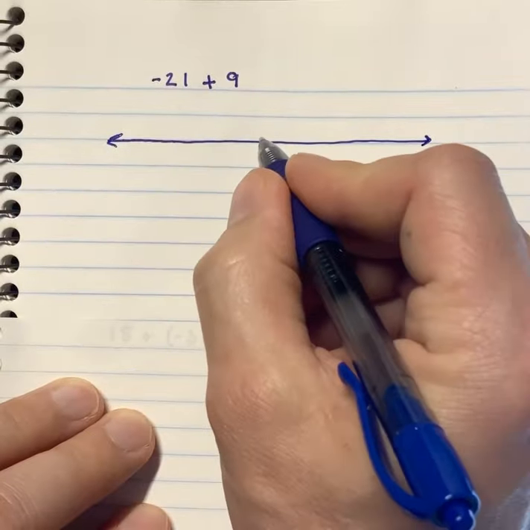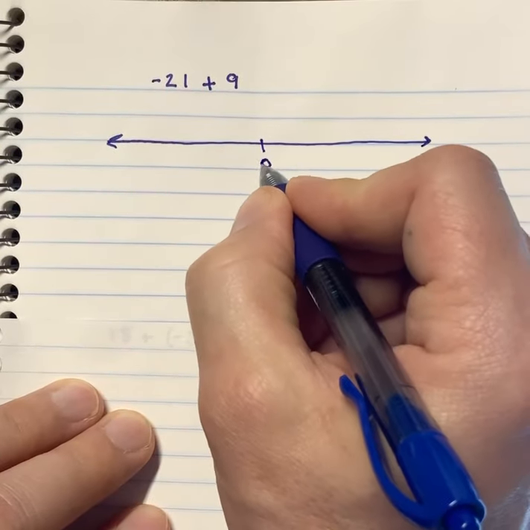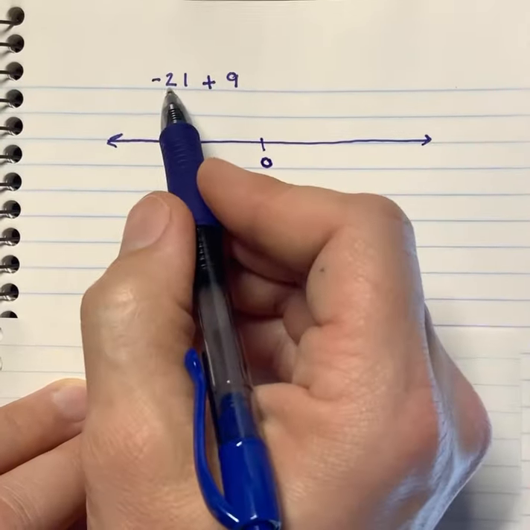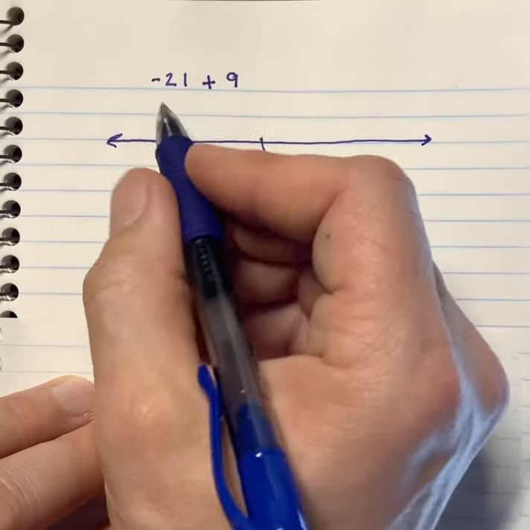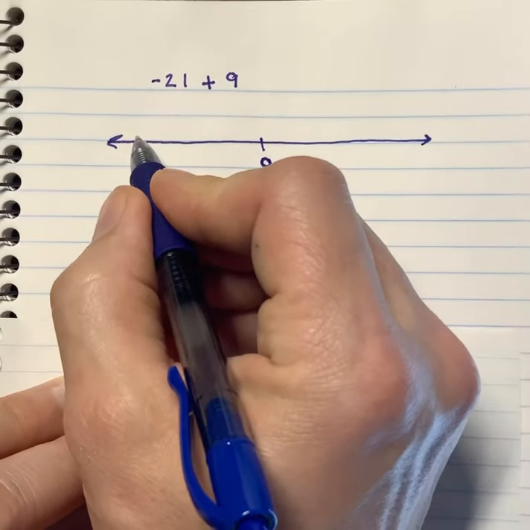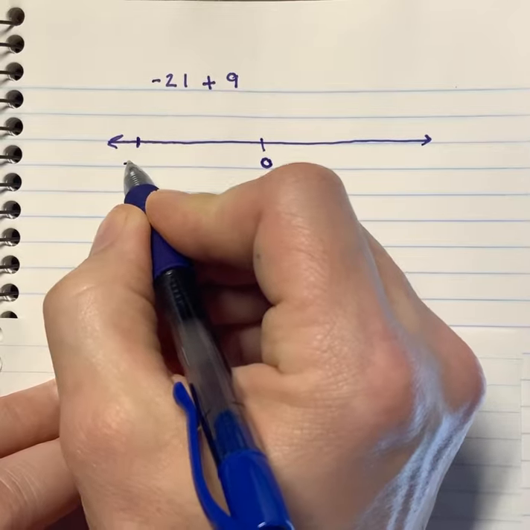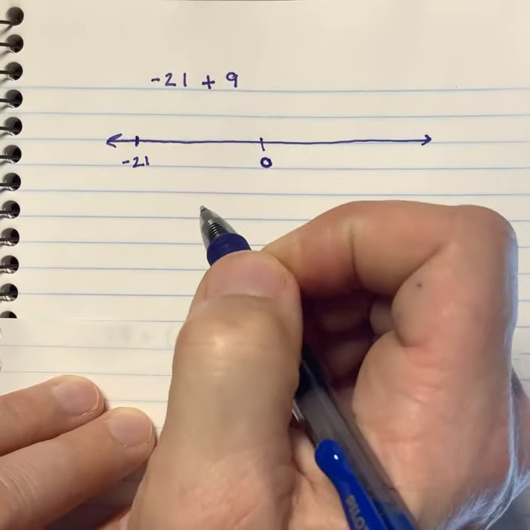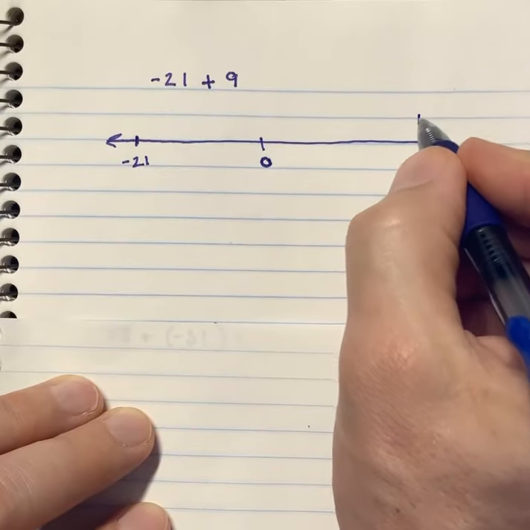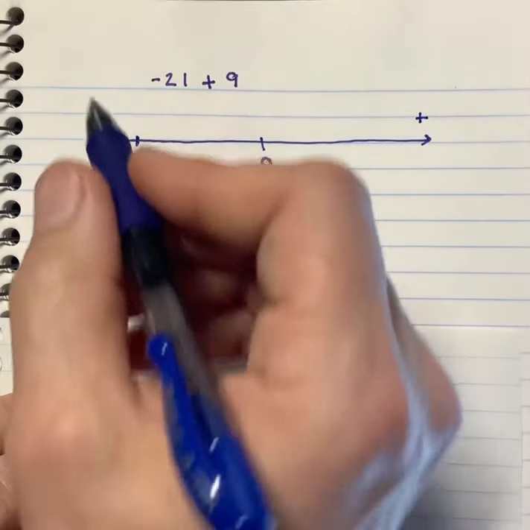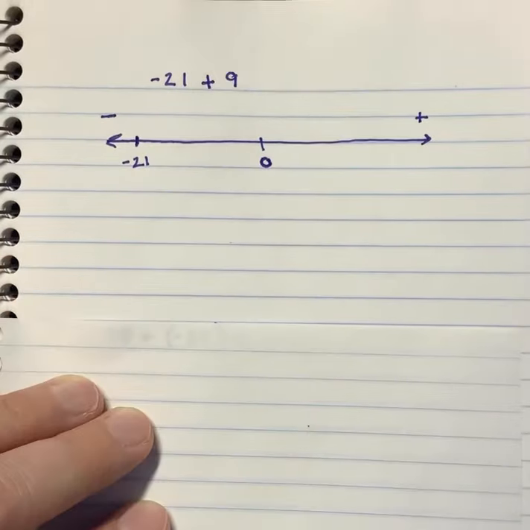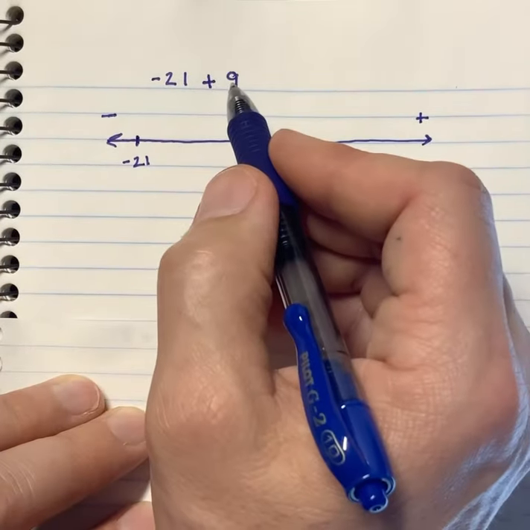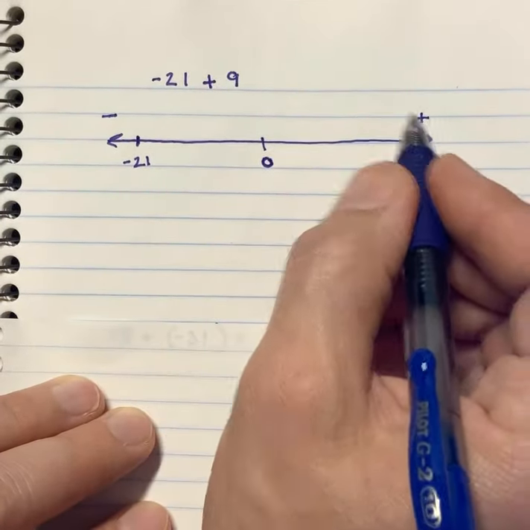So I'm going to draw a number line, put 0 on here, and when we use a number line, we start where the first number is. The first number is negative 21, so I know it's going to be on the negative side. I'm going to just put negative 21 here. Now I'm going to add a positive 9. The positive numbers are on the right-hand side of the number line, and the negative numbers are on the left-hand side. When I add a positive number, I'm going to go towards the positive side.